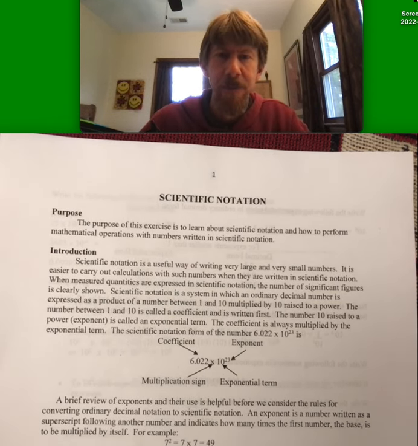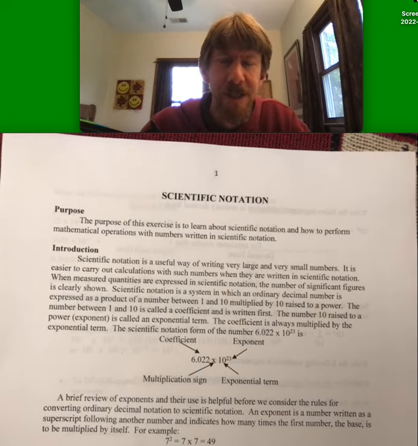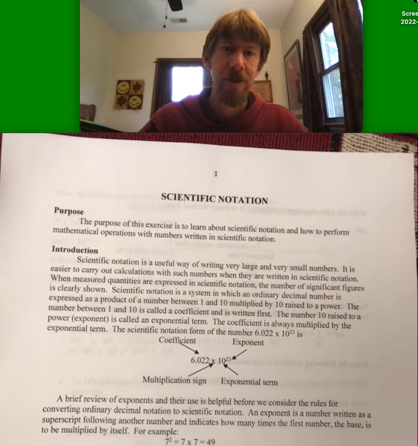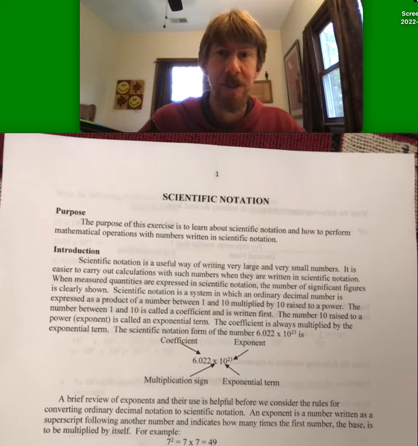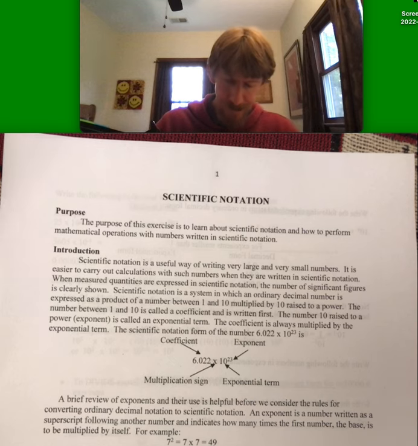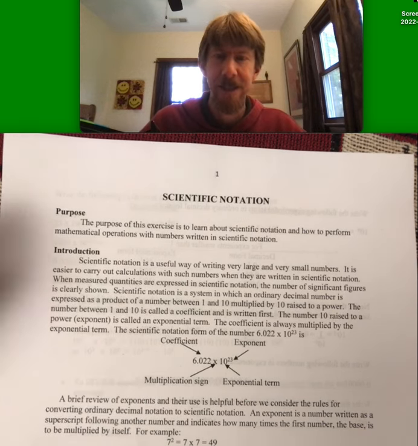For the scientific notation lab, the purpose is to give us some practice working with scientific notation, doing calculations to get it into and out of scientific notation, and just basically understanding a little bit more about numbers. You can see that we've got a scientific notation description here.